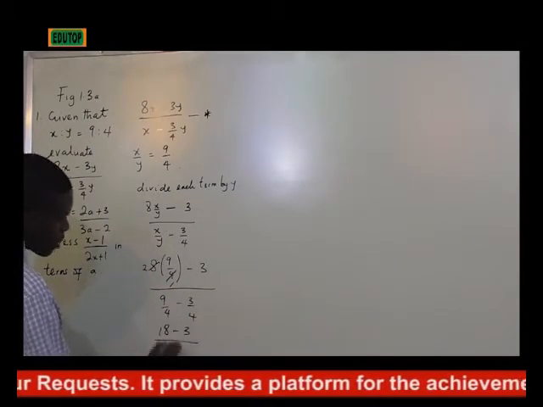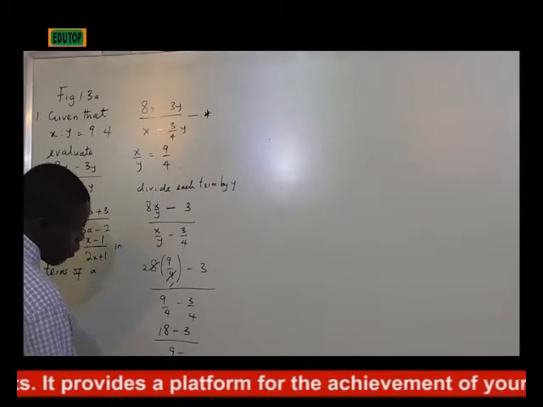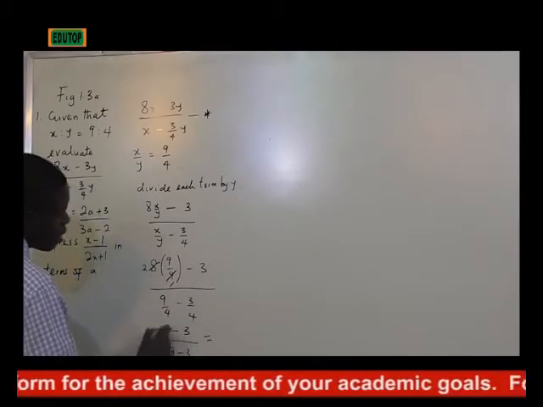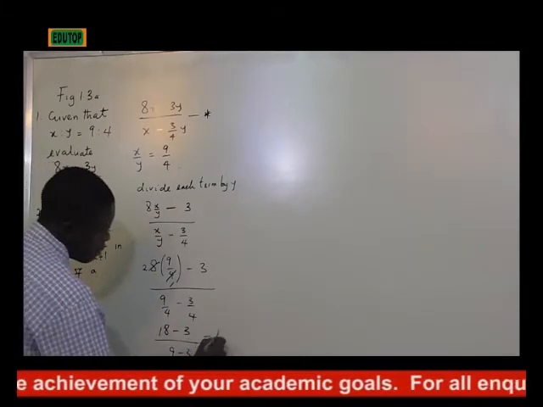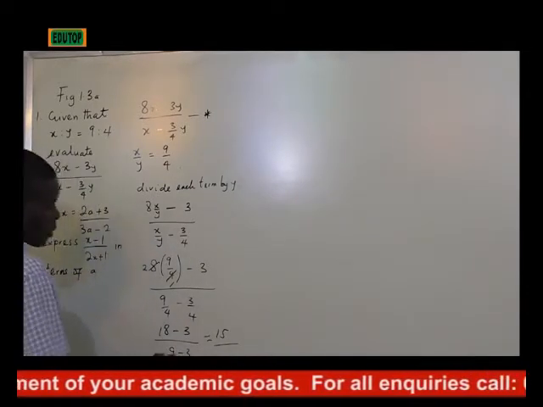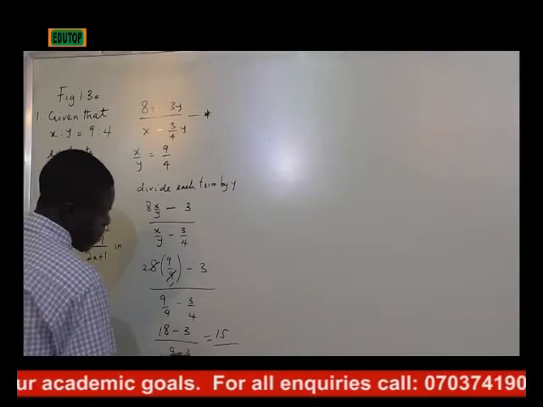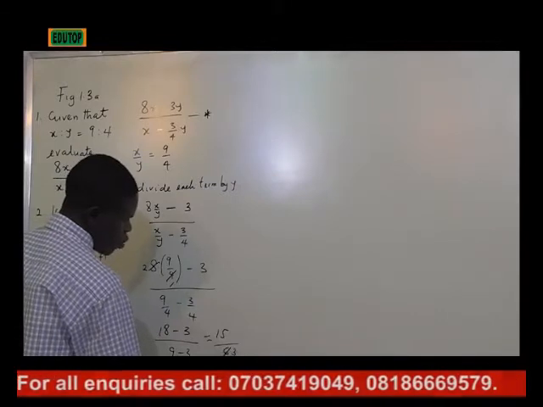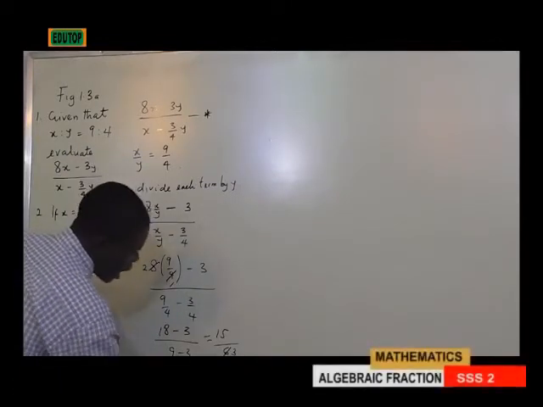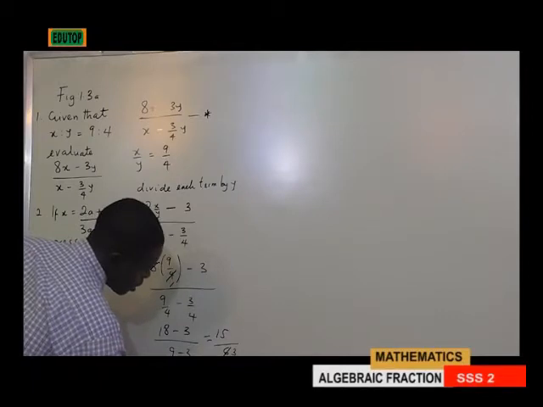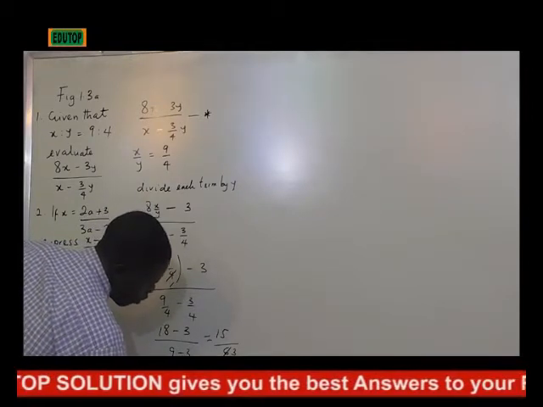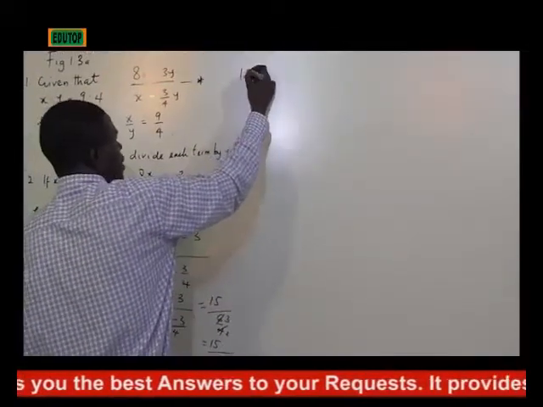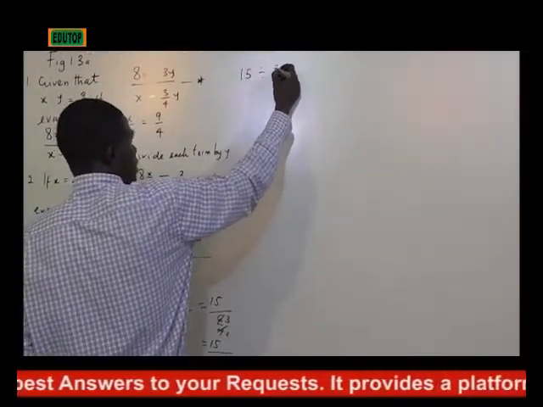The LCM here is 4. 4 in 4, 1. 1 times 9, 9. Minus 4 in 4, 1. 1 times this, 3. So automatically I can have 18 minus 3, that's 15, over 9 minus 3, that's 6 over 4. 2 here 3, 2 here 2. So I can write this back as 15 divided by 3 over 2.